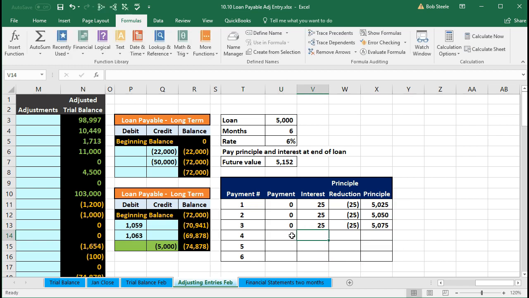We'll do this one more time and copy it down. Zero payment. Interest equals this 5,075 times 6% divided by 12 months, tab. Reduction in principal is now this minus the 25, tab. We now have a principal equal to the prior principal minus, which is going to increase because it's double negative, the negative 25, giving us this number. What we're going to do now is copy this down.